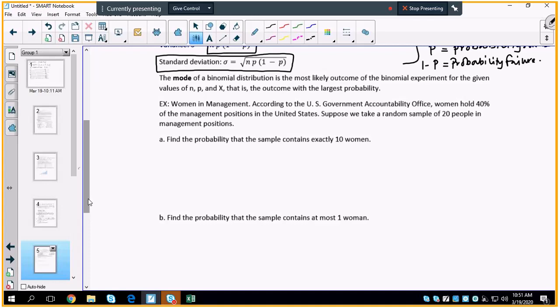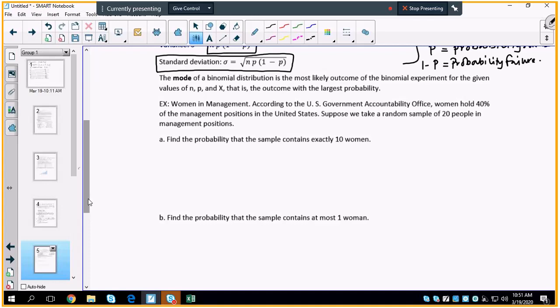Women in management. According to the US Government Accountability Office, women hold 40% of the managerial positions in the United States. Suppose we take a random sample of 20 people in management positions. So we took a random sample of 20 people. Find the probability that the sample contains exactly 10 women. How do I answer this question?